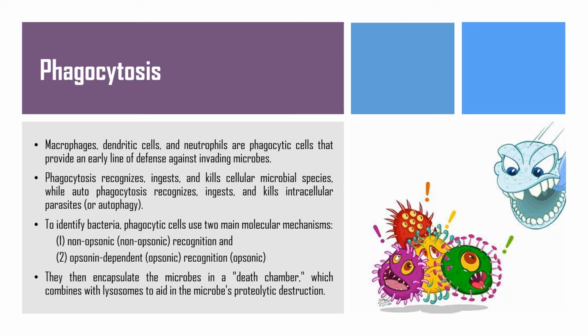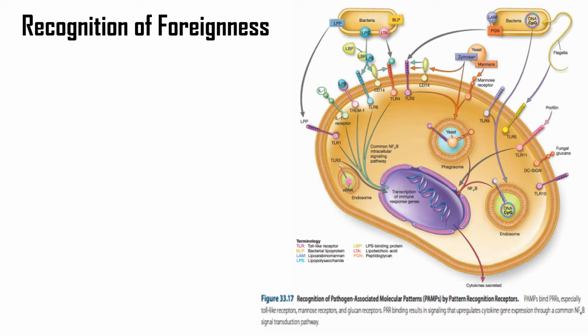We are now going to discuss non-opsonic recognition of foreignness, and we're going to provide more details regarding the result of pattern recognition by phagocytes. Recognition of foreignness. The figure on the screen represents the recognition of pathogen-associated molecular patterns, also known as PAMPs, by pattern recognition receptors. PAMPs bind PRRs, especially toll-like receptor, mannose receptor, and glucan receptors. PRR binding results in signaling that upregulates cytokine gene expression through a common NF-κB signal transduction pathway.